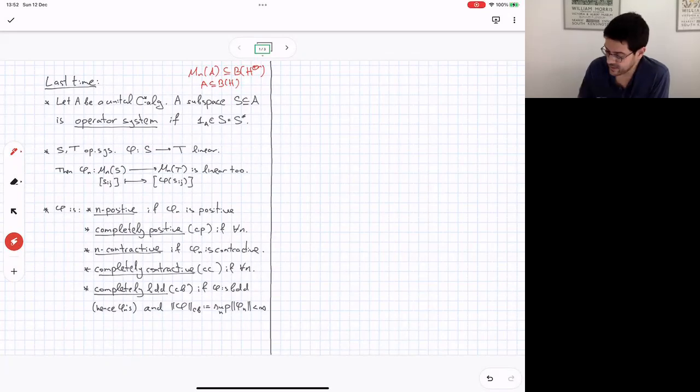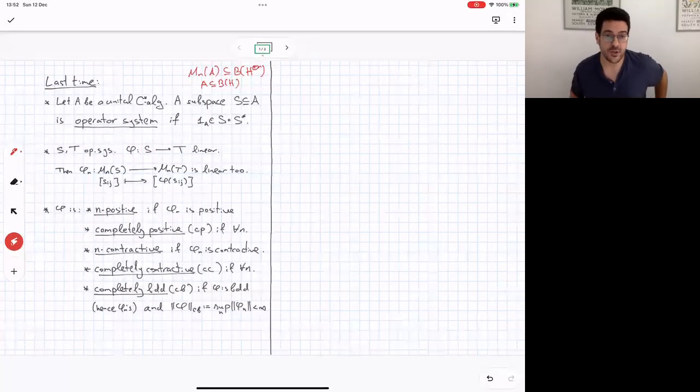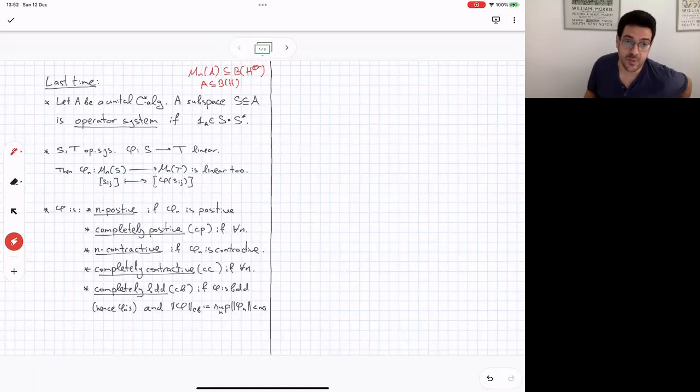And now some quick definitions, also from last time. Phi is called positive if it maps positive elements to positive elements. It is called n-positive if phi n is positive, and completely positive if phi n is positive for every n. Same we have n-contractive and completely contractive. And then we have completely bounded. A map is completely bounded if phi is bounded, then all the phi n's are bounded, and the supremum over all the norms of phi n is finite.